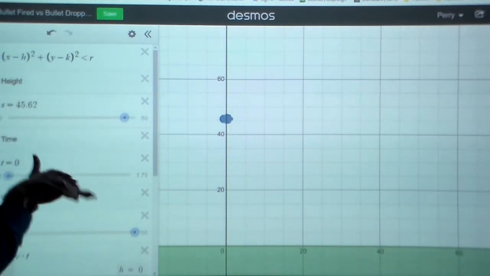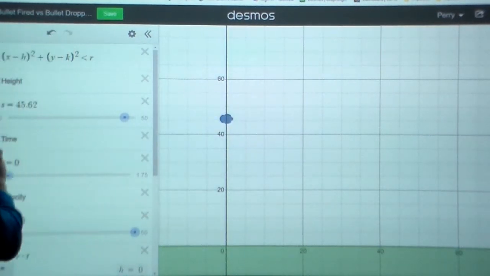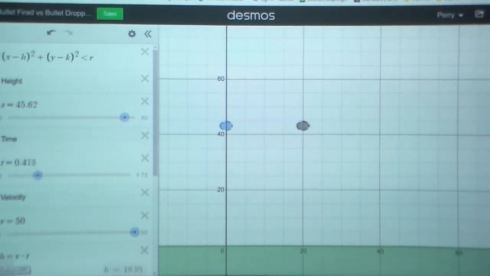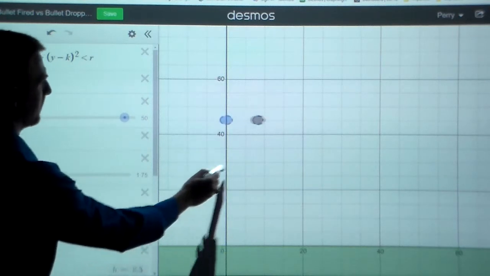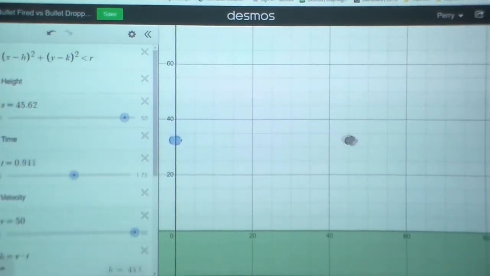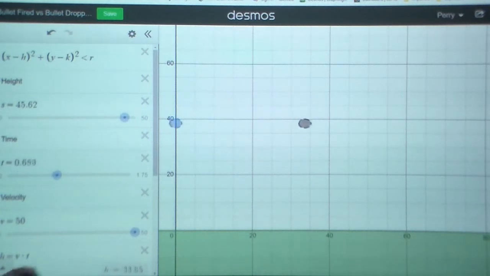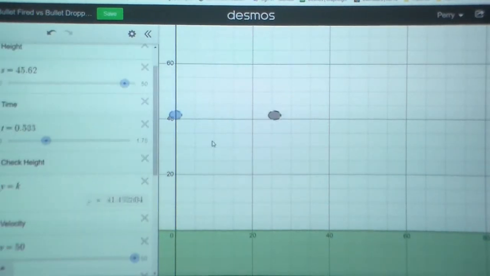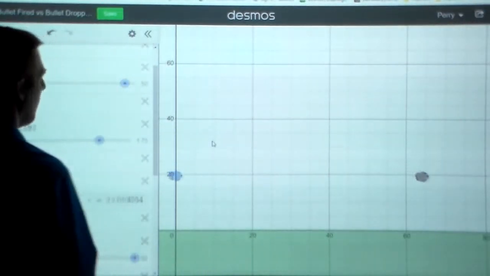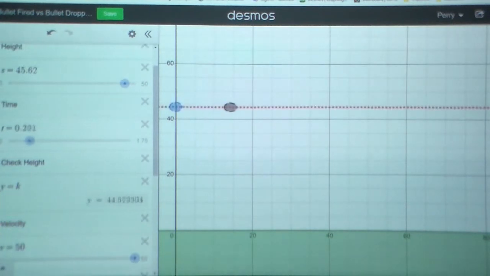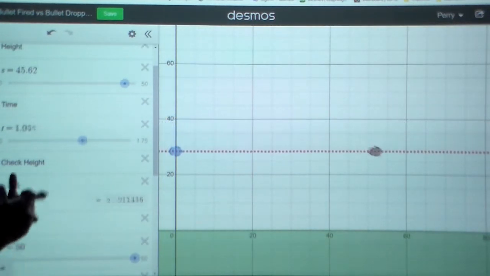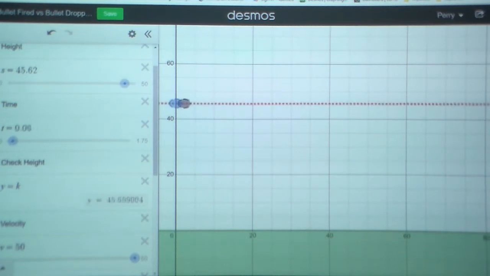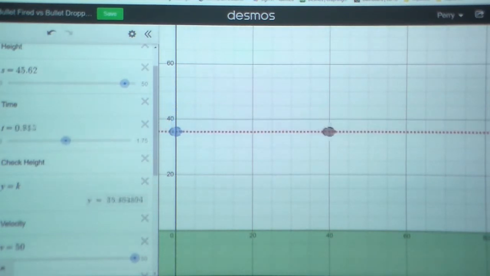So now one's going to go out, one's going to go straight down. Let's see if we can answer the question, which one hits the ground first? Well, it looks like they might hit at the same time. Let me scoot that over so we can see where that actually hits the ground. It's looking like it's the same time. To add in another line here, we can check to see if they're actually falling at the same rate. And it looks like they are. It looks like they're going to hit the ground at the exact same time. And that's what should be happening.